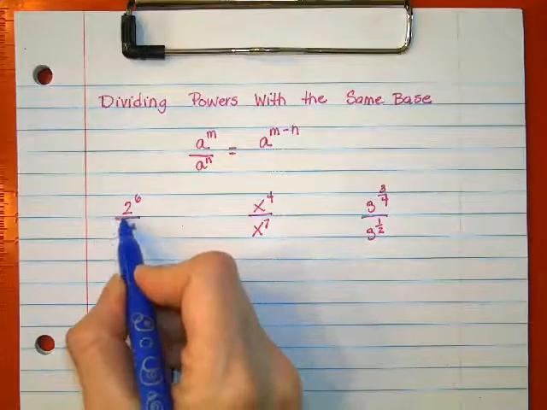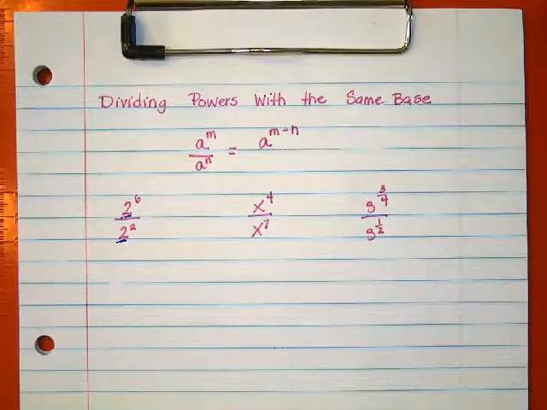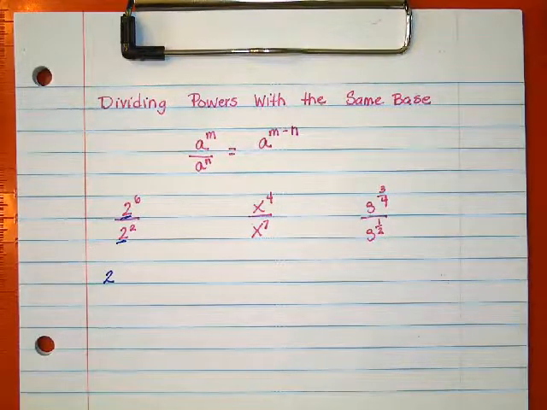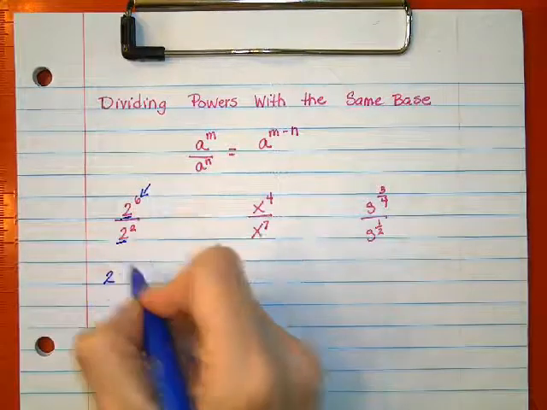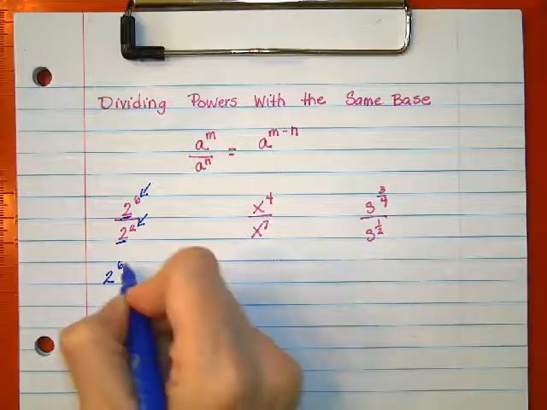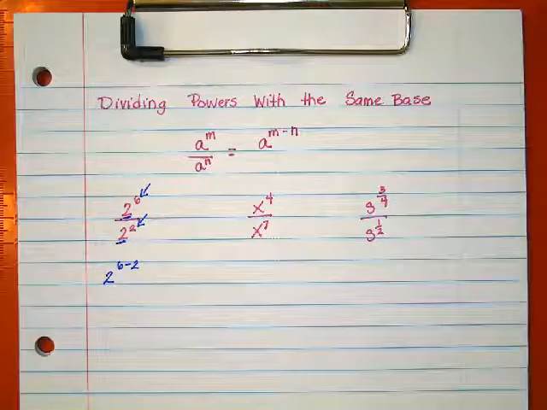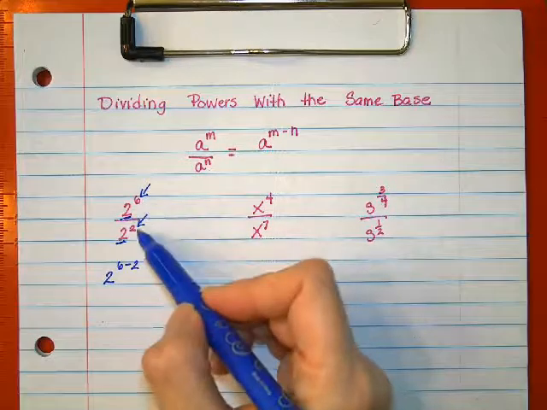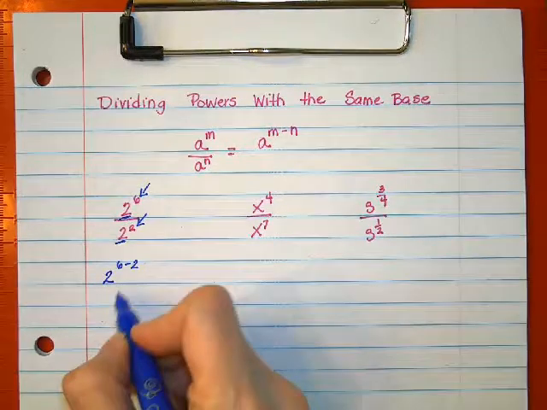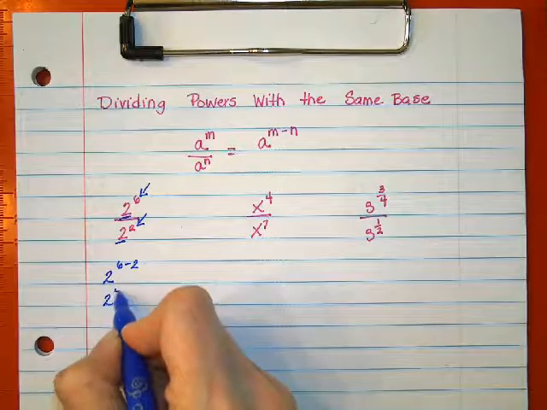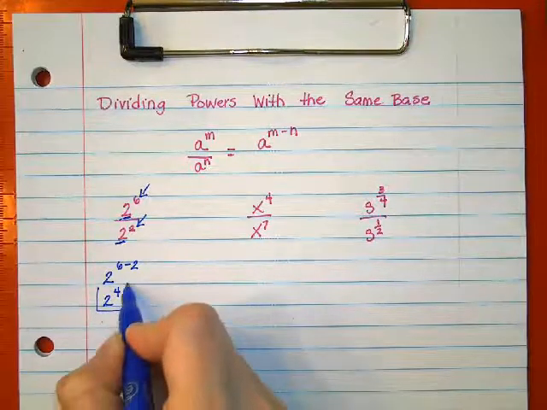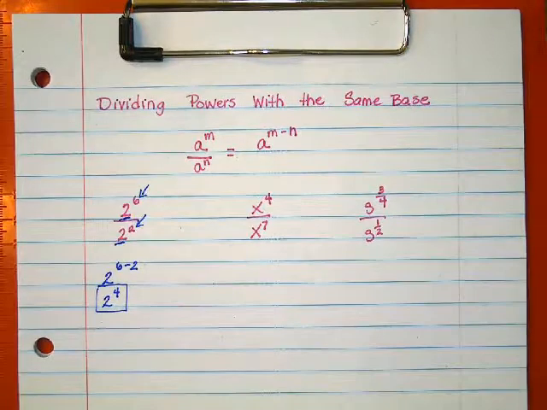If they have the same base, we keep that base. This base is 2 and this base is 2, so their bases are the same value, and we keep that same base. Then we take the exponent on the top, which is 6, and subtract the exponent on the bottom, which is 2. So 6 minus 2. It's not bigger minus smaller. It would be top minus bottom, numerator exponent minus denominator exponent. So 6 take away 2 is 4. Since 4 is a positive exponent, this is our final answer unless they're asking you to simplify further.